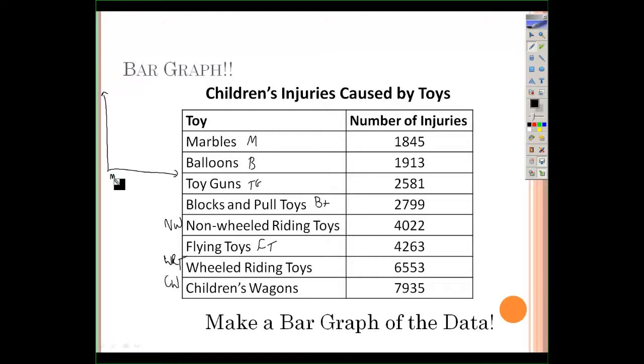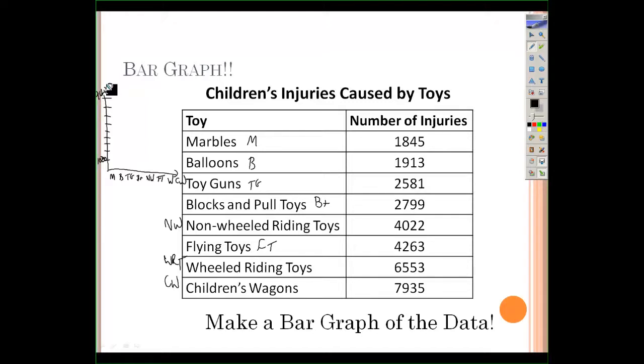I'm going to say we need a column for M, B, TG, B plus, NW, FT, we're just going to call that one W, and CW. Okay, and on my side I'm going to go 1,000, 2,000, 3,000, 4, 5, 6, 7, 8, 9. There's 9,000 at the top, and we're just going to remember that each one is 1,000.